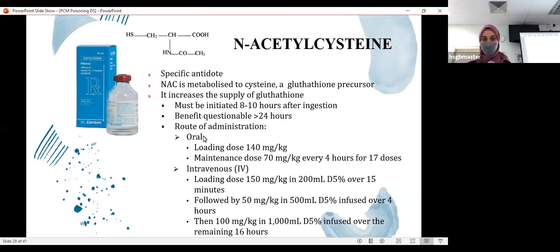So you have 2 routes of administration. You can give it orally and you can give it via the intravenous route. If you give it intravenously, your loading dose is 150 milligrams per kg in 200 ml of D5 over 15 minutes, followed by 50 milligrams per kg in 500 ml of D5 over 4 hours. And then at a slower rate, you give 100 milligrams per kg in 1 liter of D5 over 16 hours.